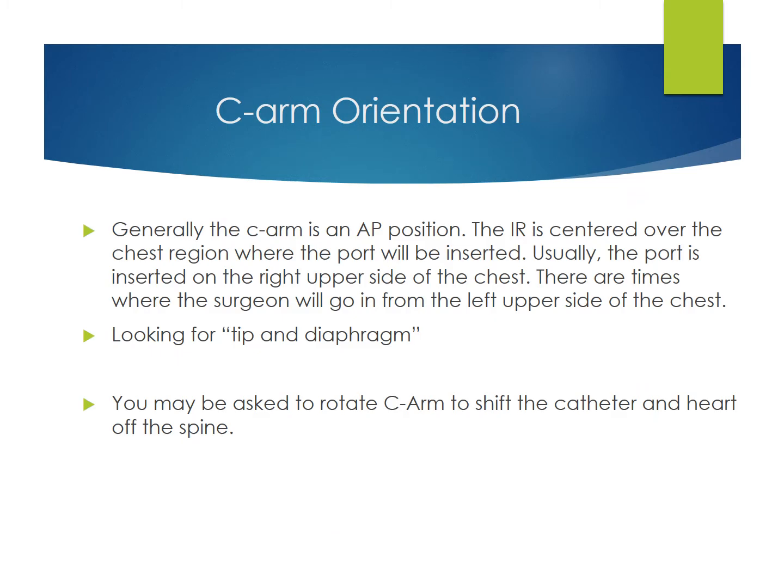C-arm orientation. Generally, the C-arm is in an AP position. Your patient is usually supine. The IR is centered over the chest region where the port will be inserted. Usually the port is inserted on the right upper side of the chest. There are times where the surgeon will go in from the left upper side of the chest. You will be looking for the tip and diaphragm with the C-arm. You may be asked to rotate the C-arm to shift the catheter off the heart or the spine. This would be obliquing your C-arm.